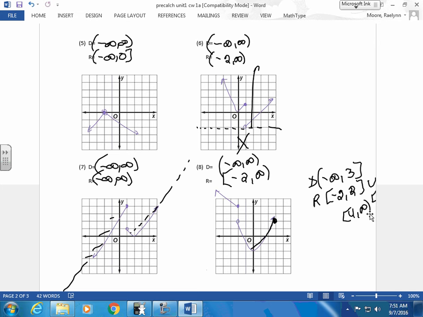Just a little homework. Have you look at functions and domains? Yes, take your homework. Okay. See you guys tomorrow.